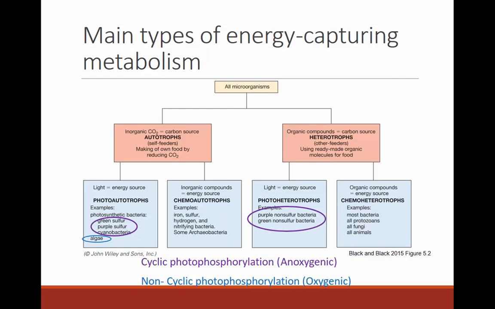Okay. So the types of energy capturing metabolism, we've got the photoautotrophs, the chemoautotrophs, photoheterotrophs and chemoheterotrophs. Down here you notice that some are in purple, and these are the ones that undergo cyclic photophosphorylation. And the one in blue participates in the non-cyclic photophosphorylation, so you get the production of oxygen.